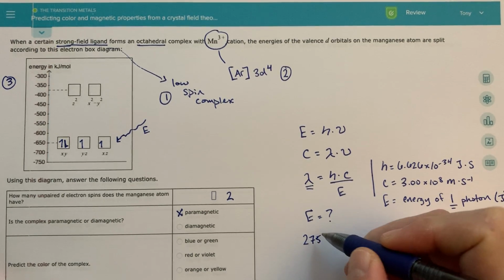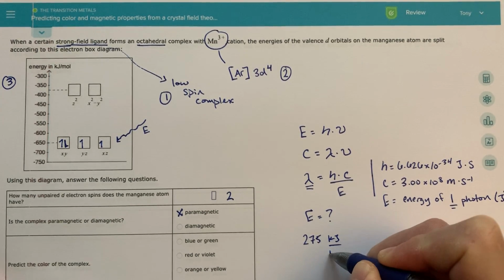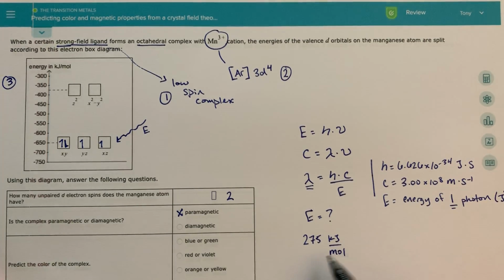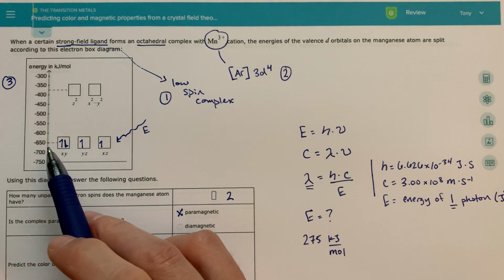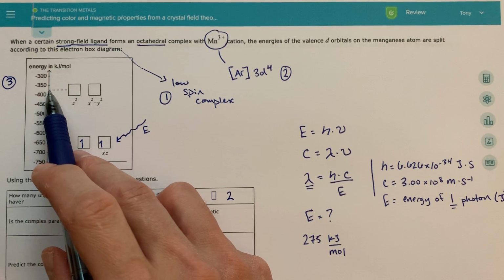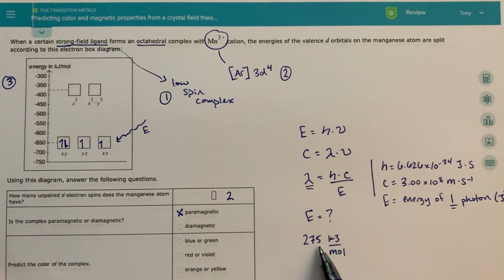So 275 kilojoules per mole. We've got to be really careful with all of our units here, right? So we're going from minus 650 up to minus 375. That's 275 kilojoules per mole. And I want to convert that into joules for one photon.